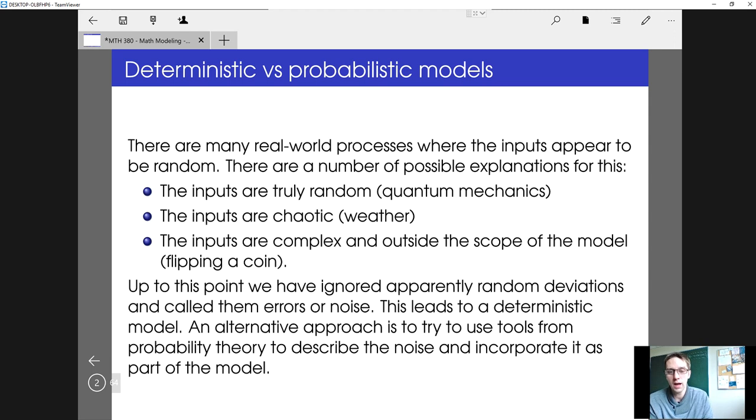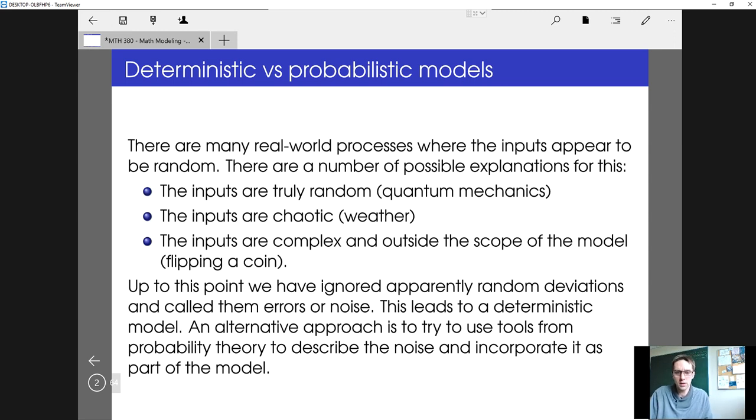And so to our eyes, it looks random, when in reality, we just are taking a lot of the details and sweeping them under the rug. Okay? So when we've modeled thus far, we've basically ignored any randomness. We've called them errors or noise, and we've basically said that's the part that we can't actually try to do anything with. And that's where you get deterministic models.